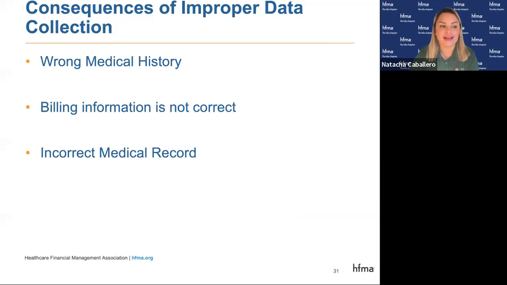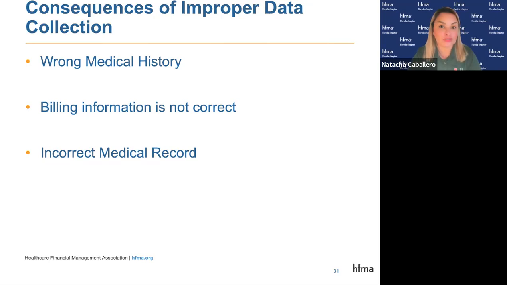Consequences of improper data collection. As we see here, this can lead to wrong medical history, billing information not being correct or accurate, and just an incorrect medical record altogether. Serious consequences may occur if patients are identified incorrectly via the generation of a duplicate medical record or by selecting the wrong patient record. Treating a patient for the wrong medical history can cause serious adverse reactions to treatment, since we don't know if that patient has allergies or whatever the case may be.